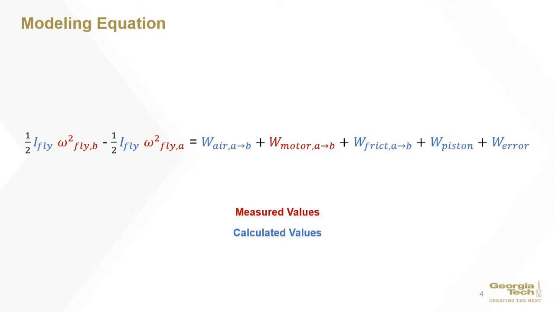Shown on this slide is the modeling equation assumed for this system. It's important to note that only the angular velocities and the work of the motor are measured values. Some assumptions also had to be made here, such as that when the engine head is removed, the work of the air is negligible. Similarly, the work of the piston is negligible for high flywheel masses and/or for large ranges of numerical integration over the change in the angular position from A to B.